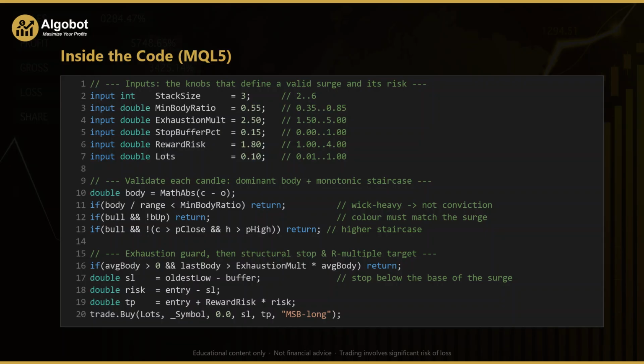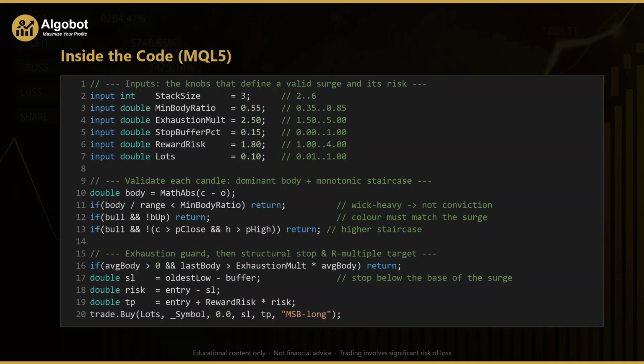Now the signal logic. For each candle, the code measures the body as the absolute distance from open to close. The first guard divides that body by the candle's range and rejects anything below the minimum body ratio, filtering out wick-heavy bars. The next line checks color, throwing out any candle that disagrees with the surge direction. The staircase check then confirms each candle closes above the previous close and makes a higher high, proving a clean, advancing structure. After the loop, the exhaustion guard compares the newest body against the average body of the stack and bails if it's too large.